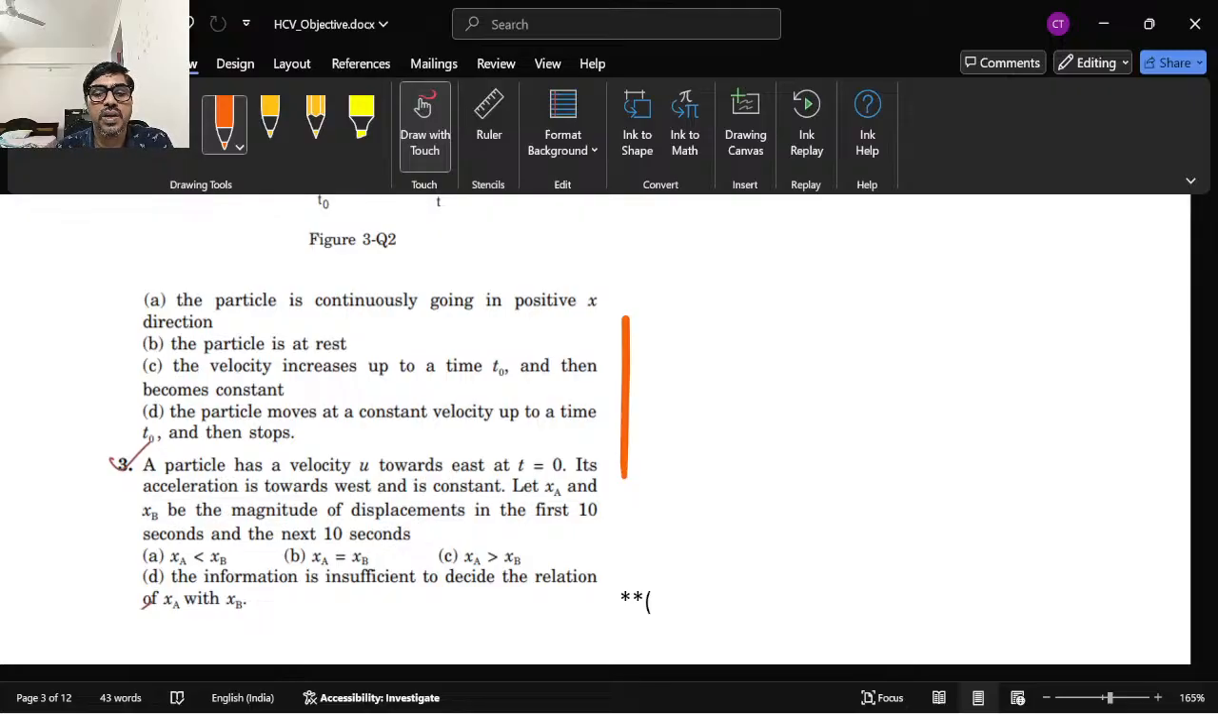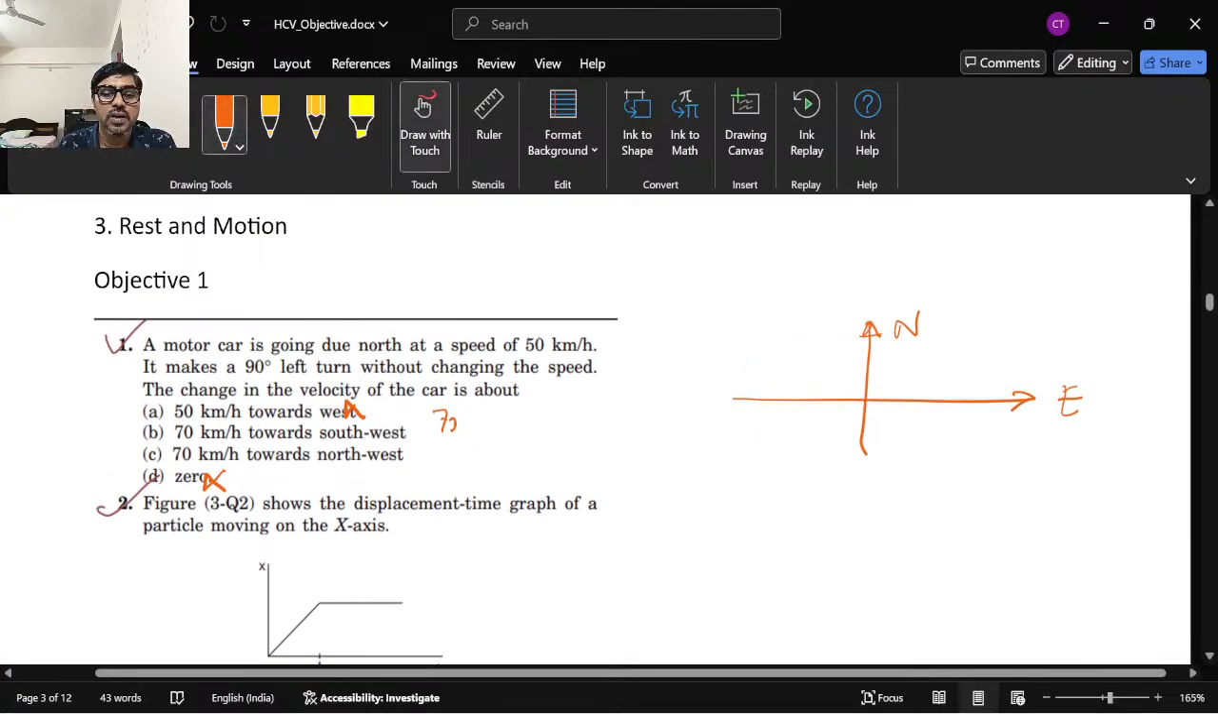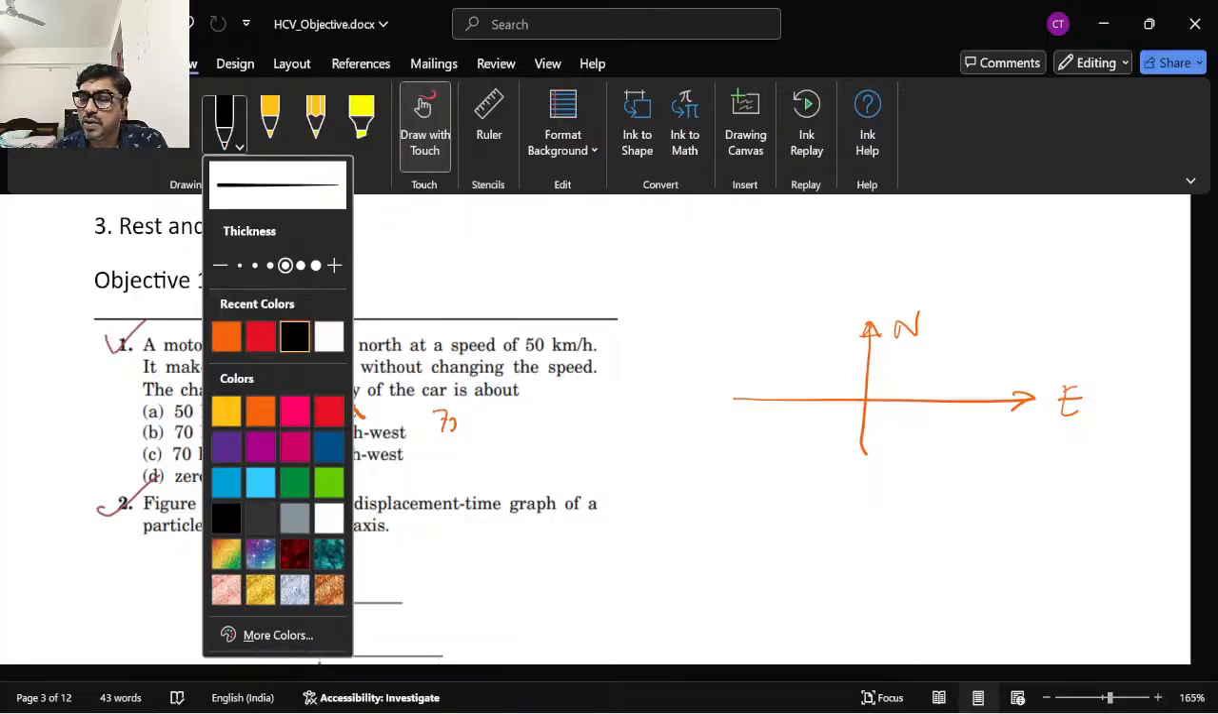What is happening here? I'm not doing anything. Let me rub it off. Okay, let me go there. Pencil is not working. I'll change to a different color then. Okay.